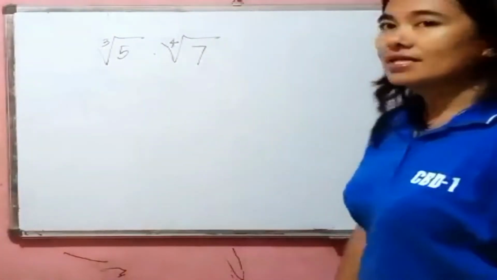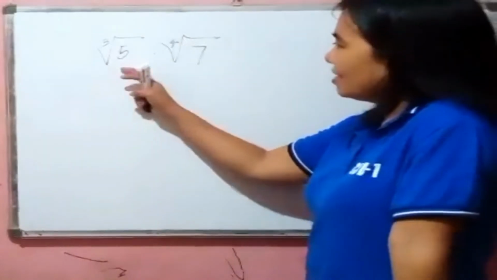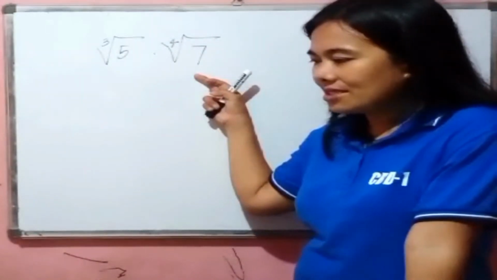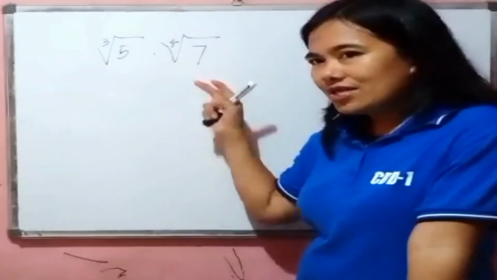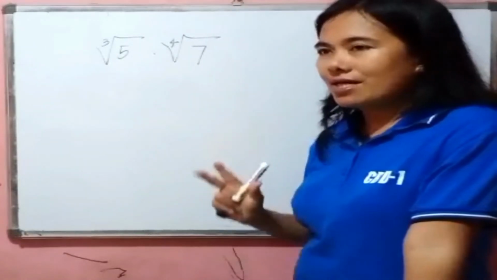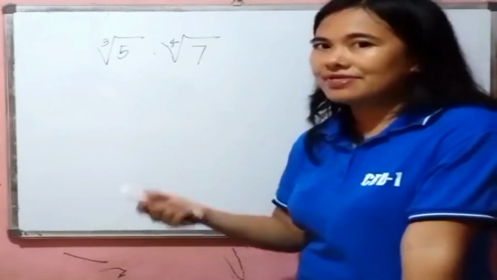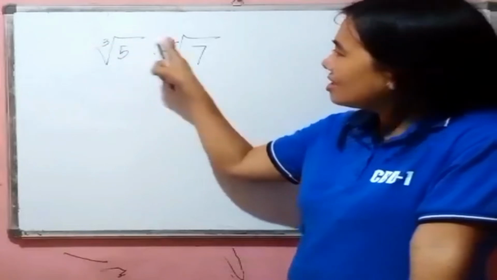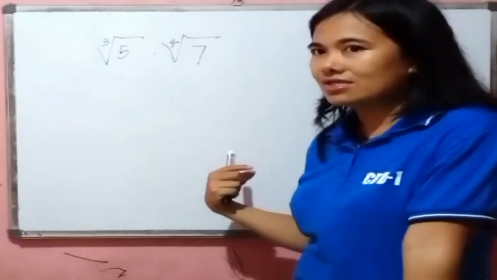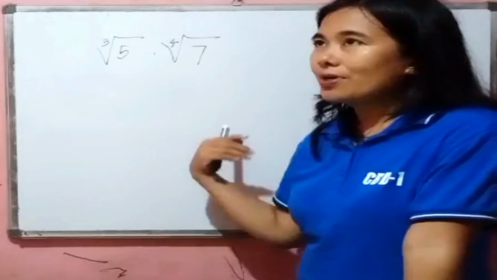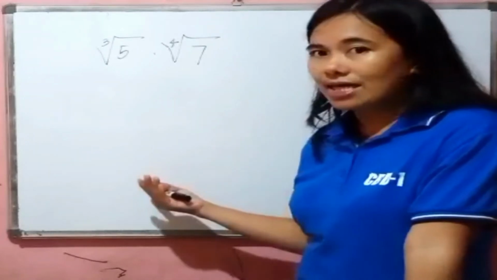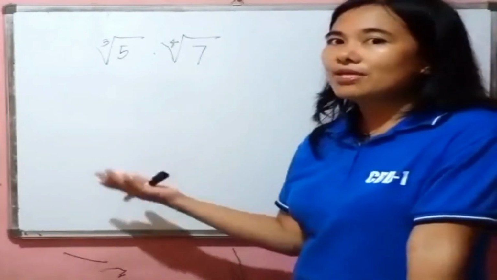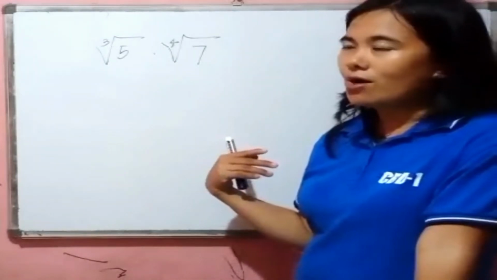Our next example is cube root of 5 times fourth root of 7. Diba kanina sabi, yung general rule to multiply radicals is that they should have the same index. Okay, ngayon, 3 yung index ng isa, 4 yung index ng isa. So, pwede ba? Hindi siya right away pwedeng i-multiply. Pero merong paraan kung paano mo siya pwedeng ma-multiply. So, how are you going to do that?